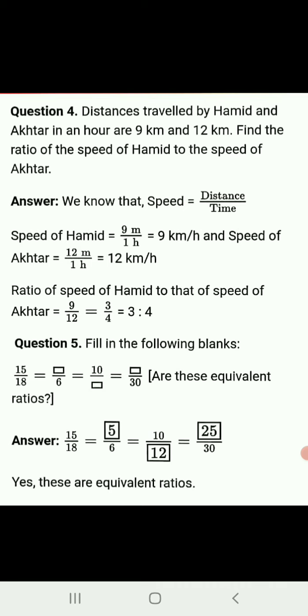Fifth one. It is a fill in the blanks question. Fill in the following blanks. 15 by 18 is equal to dash by 6 is equal to 10 by dash is equal to dash by 30. Now you see the first box.